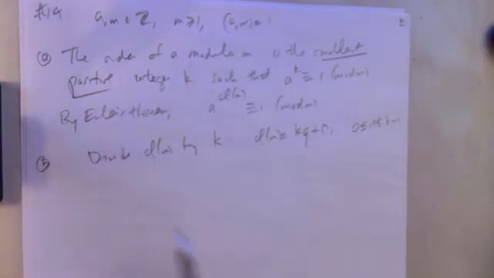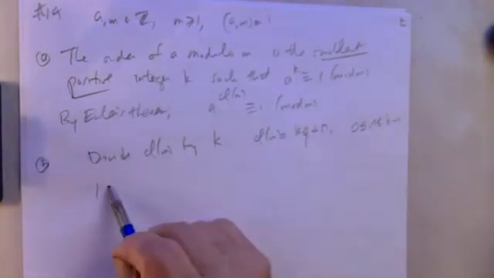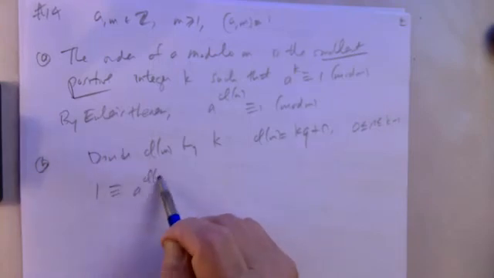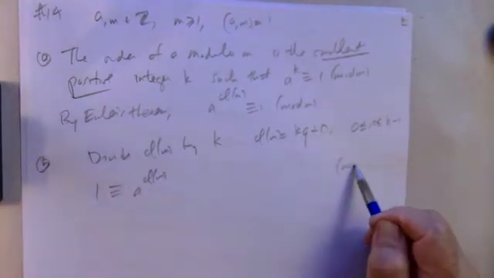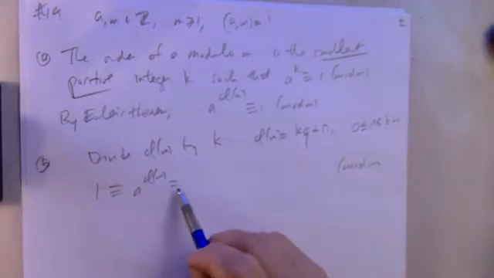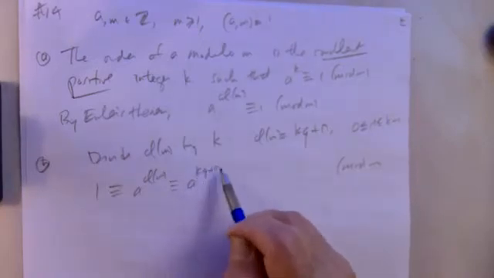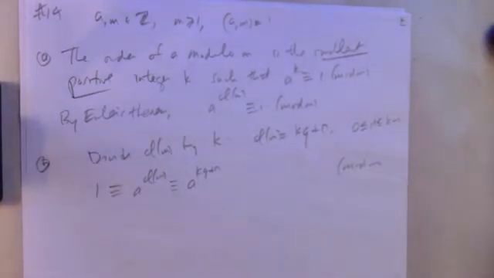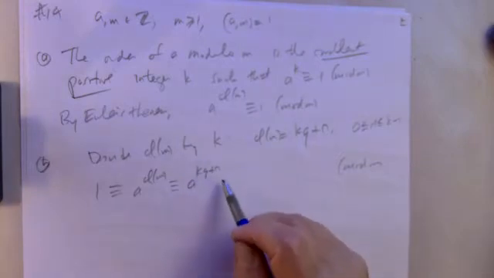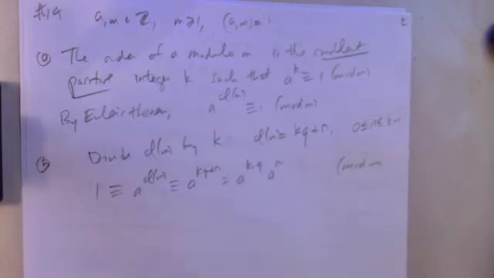So what does this say? We know, this is Euler's theorem, 1 is congruent to a to the phi of m, all mod m. And phi of m is the same. Phi of m is kq plus r. And this is just a number to a power. So this is the same as a to the k times q times a to the r. Right?